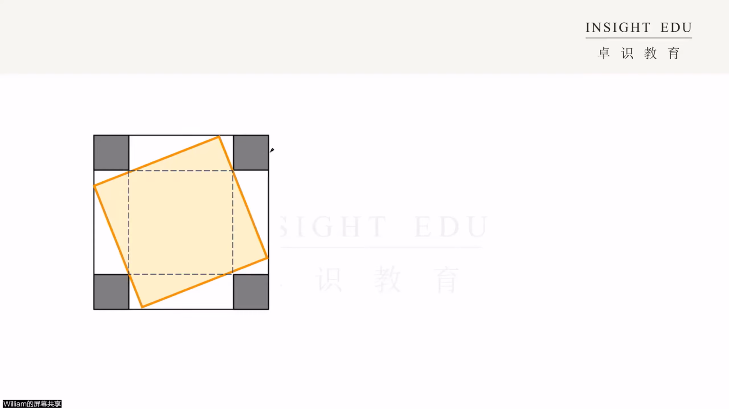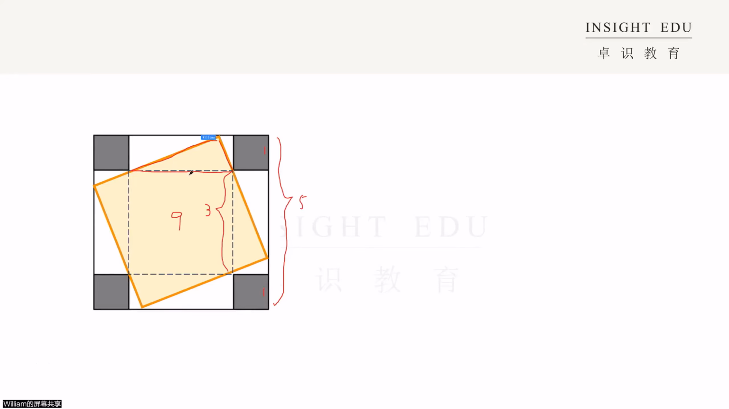For the original square, the side length is 5, right? And this is 1, this is also 1. So what is the side length of this part? This is 3, right? So in the middle, this is a 3 by 3 smaller square. So the area should be 9. And then what is the area of the triangle?